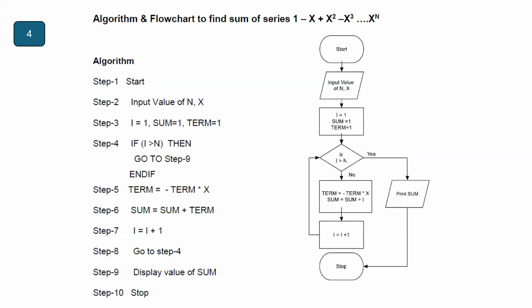Now, the new value for this term: x can be 5, for example. So, term is 1, x was entered as 5, and then its new value is minus 5, for example. Then we are updating our sum by adding term, and I'm increasing this i by 1.